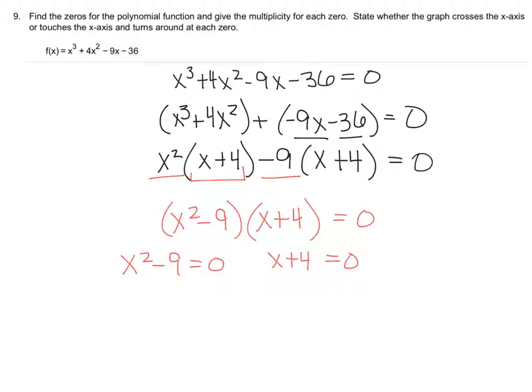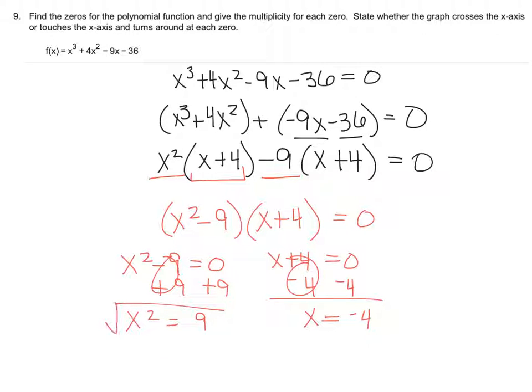So with x plus 4 equals 0, I'll subtract 4 on both sides and I get x equals negative 4. With the x squared minus 9 equals 0, I'll add 9 to both sides and then take the square root of 9. And remember, when we take the square root, we'll put the plus minus next to the square root sign. So I get x equals plus or minus 3. And my zeros are then x equals negative 3, positive 3, and negative 4.